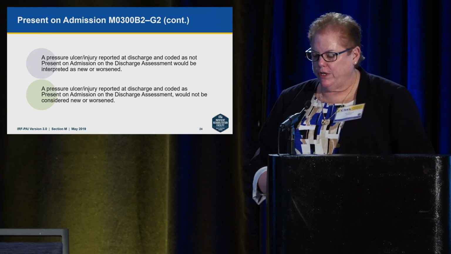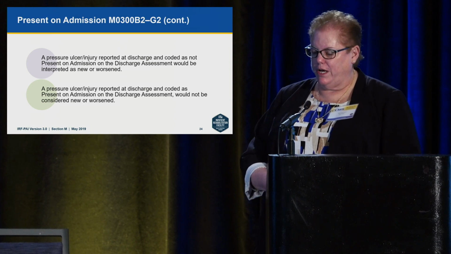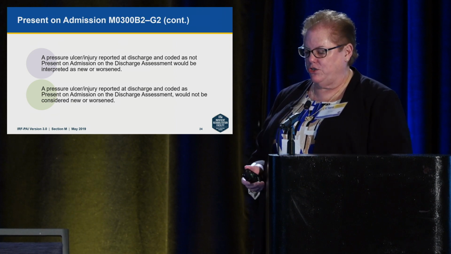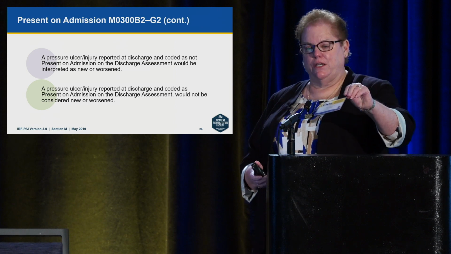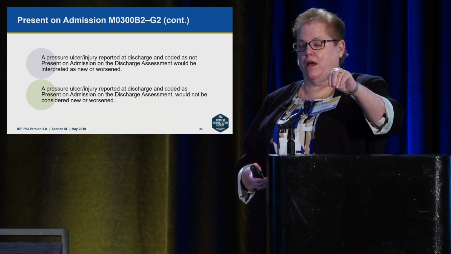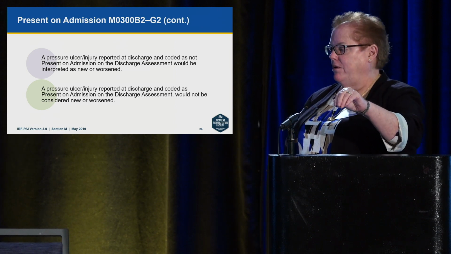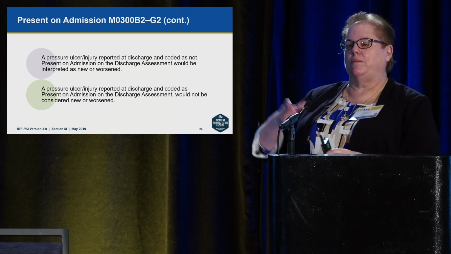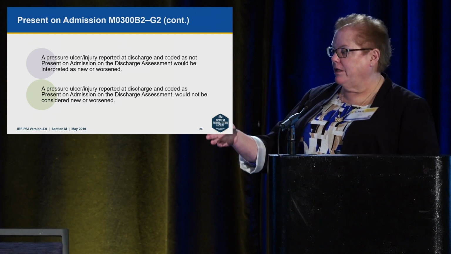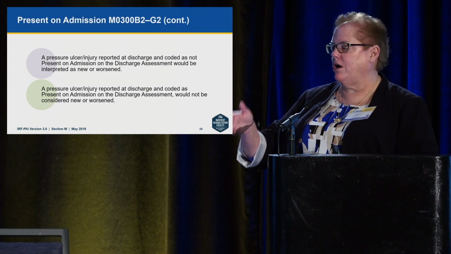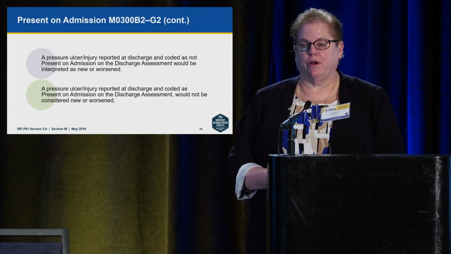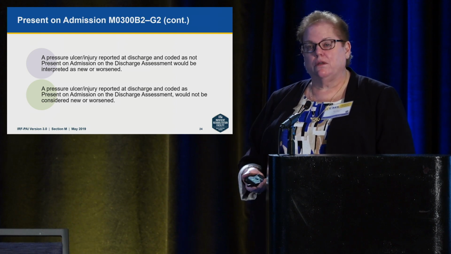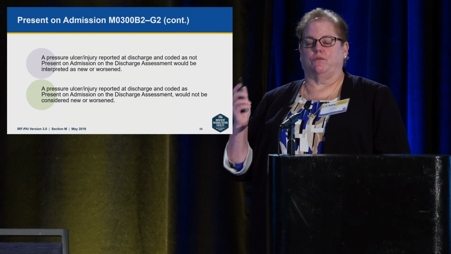A pressure ulcer or injury reported at discharge and coded as present on admission on the discharge assessment would not be considered new or worsened. So if I had a healing stage 4 on admission, let's talk about that scenario, and now I'm getting to discharge, it's still healing, it's not covered with slough or eschar, it's still a stage 4, that would be considered present upon admission. It hasn't gotten worse, it's still there, it's still going through its healing process.